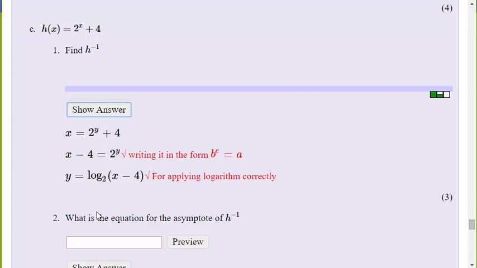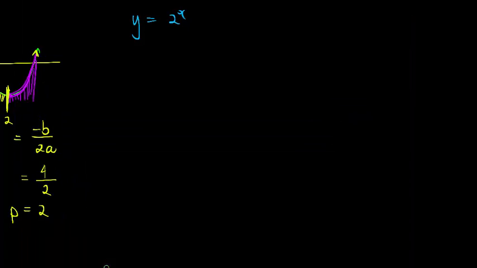Y equals 4. Okay, so let me draw you that graph slightly. So this graph looks like this. Okay, the original one looks like this.